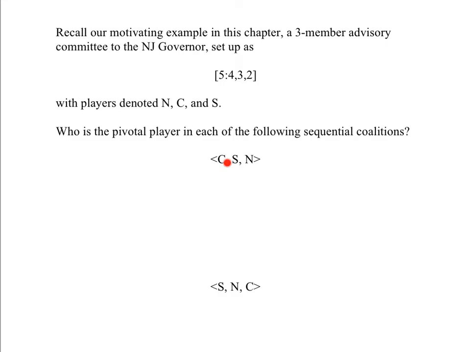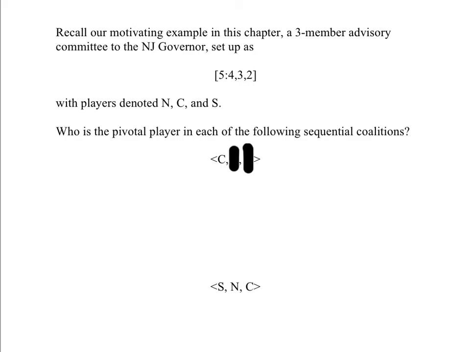If Central Jersey votes yes for something, initially only Central Jersey supports it, then Southern joins in, then Northern joins in, then who was pivotal here? Whose arrival on the scene as a yes voter made all the difference to getting the proposal passed?